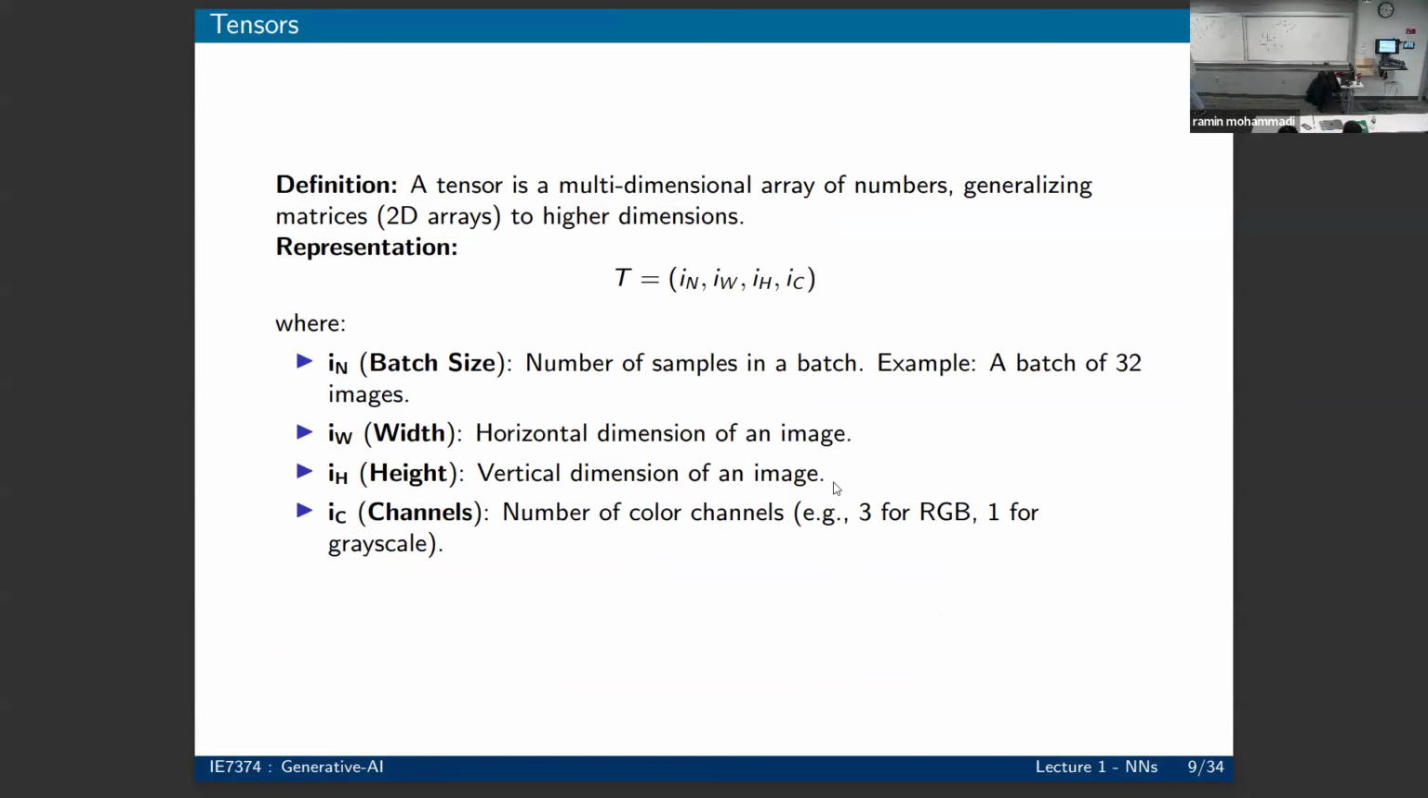Then you have width, the horizontal dimension. The next one is height. What's the height of the image? And then, because an image has RGB, you have the channels, which becomes the last one. What's the number of channels of that image? So as soon as you go to higher dimensions, we move from arrays to tensors, and that's why, for example, you see TensorFlow. That's the whole idea.